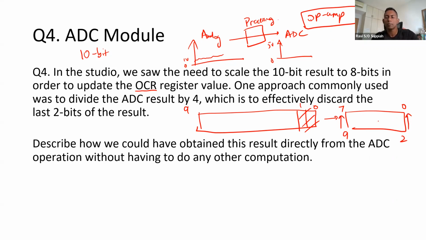That is the same thing you do when you divide by 4, right? Because every time you divide by 2, it is a right shift by 1. So divide by 4 is right shift by 2. Divide by 4 is equivalent to right shift by 2.